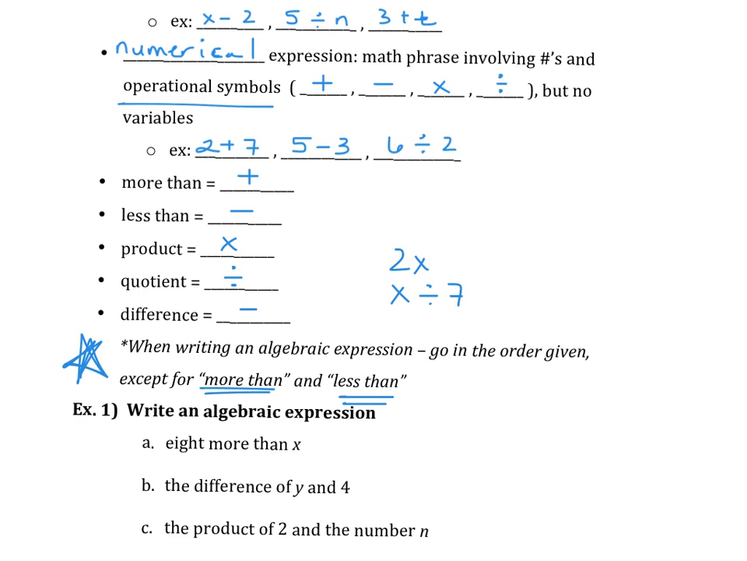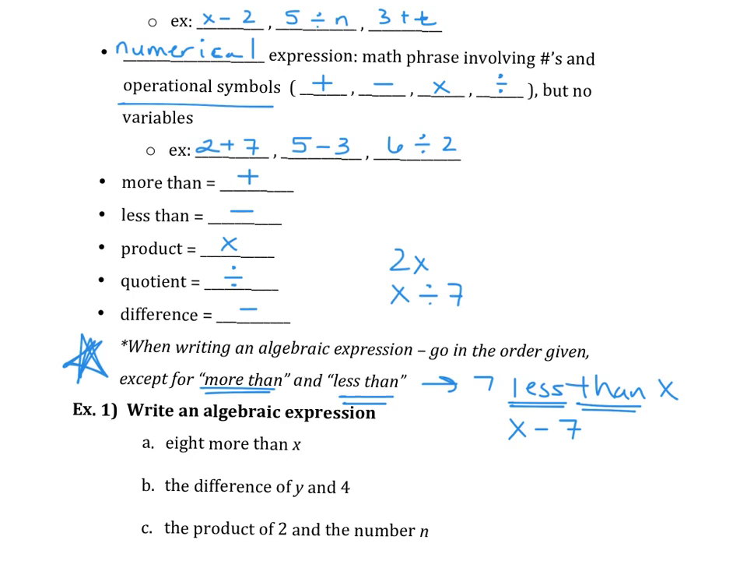okay? So if I said, for instance, 7 less than x, okay? The way I actually write that is not 7 minus x, it's x minus 7. And if you do that backwards, you're gonna get very different answers. So just make sure whenever you see less than or more than, that you flip-flop the order, okay? Everything else you'll put in the order that it's given. Question on that?